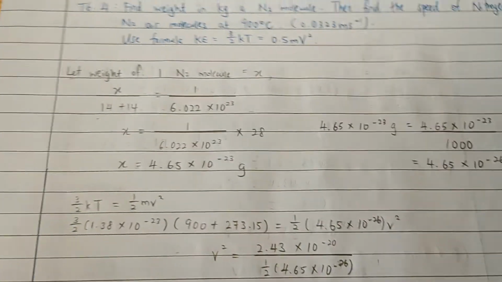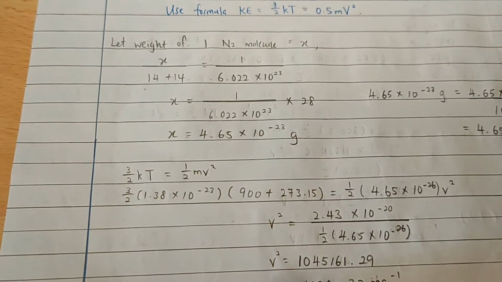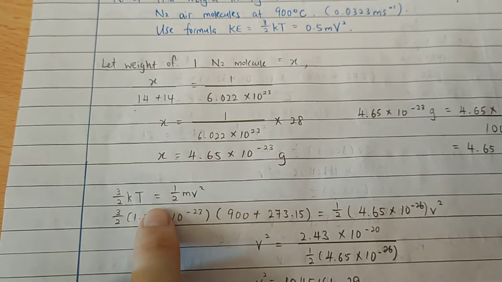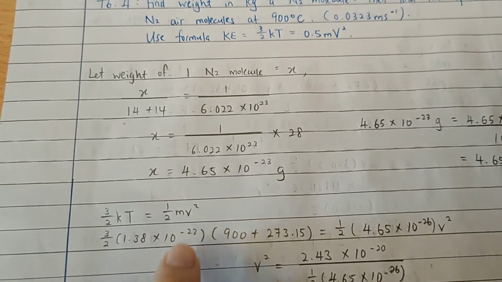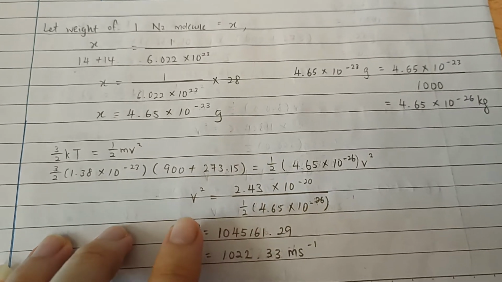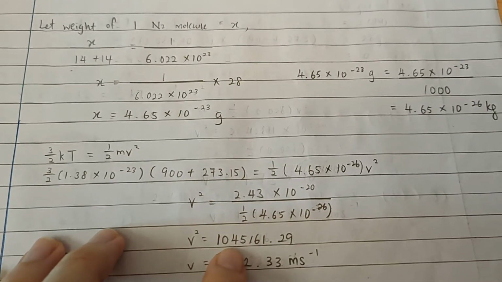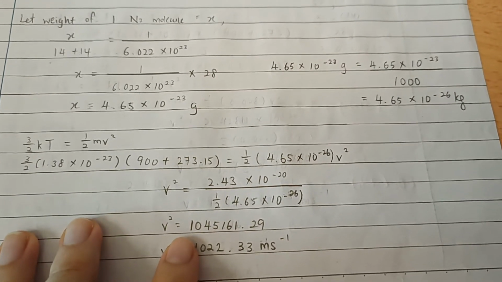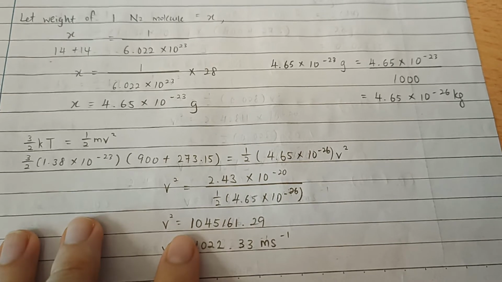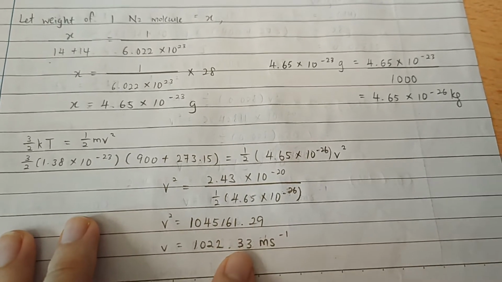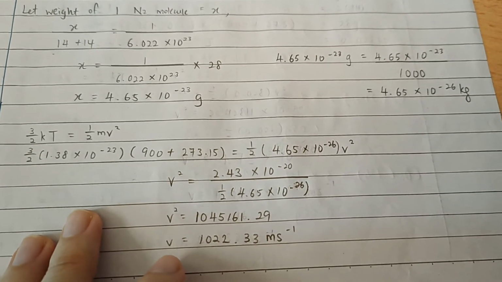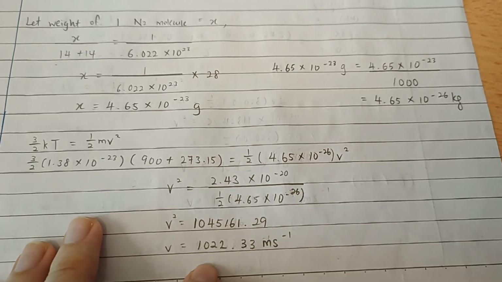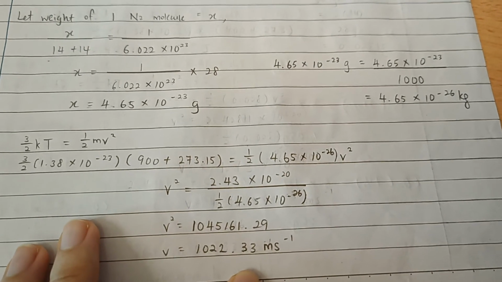Then we substitute the value into this formula: 3 over 2 kT equals 1 over 2 mv squared. Then finally we will get v squared equals 1,045,161.29, and finally we will get the speed equals 1022.33 meter per second. That's all from me.